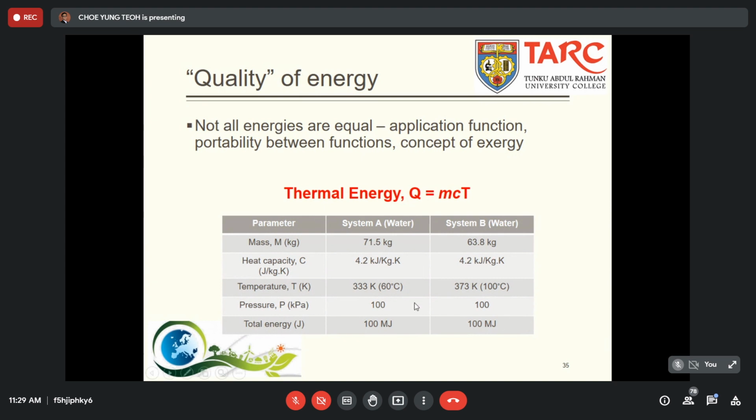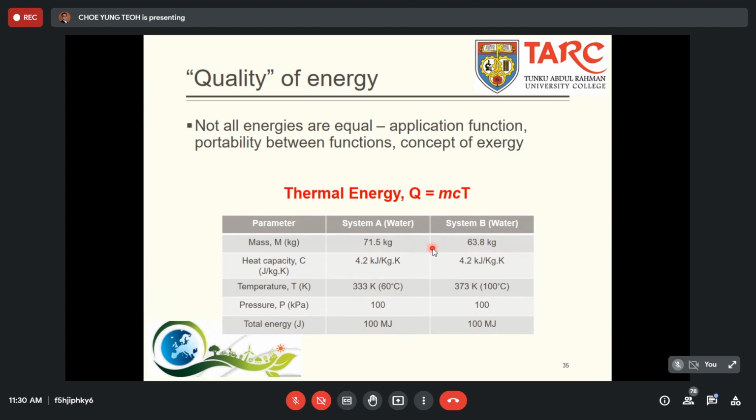But now we go back to this system, A and B. You can see that we look at the temperature and mass only. The only thing different between A and B is the temperature and mass. Okay, so let's say about mass. Will it affect anything here?